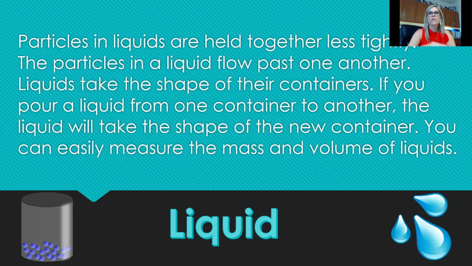Particles in liquids are held together less tightly, and the particles in a liquid flow past one another. Liquids take the shape of their containers. If you pour liquid from one container to another, the liquid will take the shape of the new container. And you can easily measure the mass and volume of the liquid. So what this means is if I took my cup of my Diet Dr. Pepper, when I first poured it in here, it was already in a bottle. And that liquid was the shape of that Dr. Pepper bottle. And then I poured it in this. And guess what? The liquid changed shape. It formed to the size of the cup.